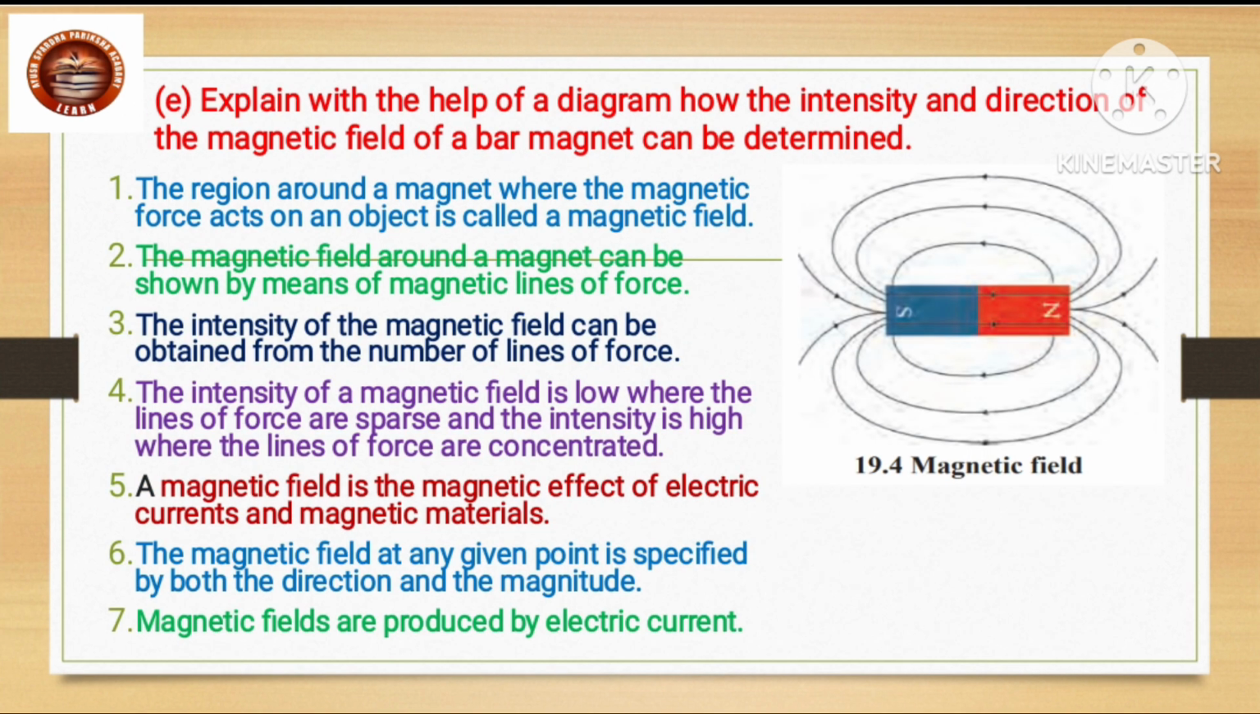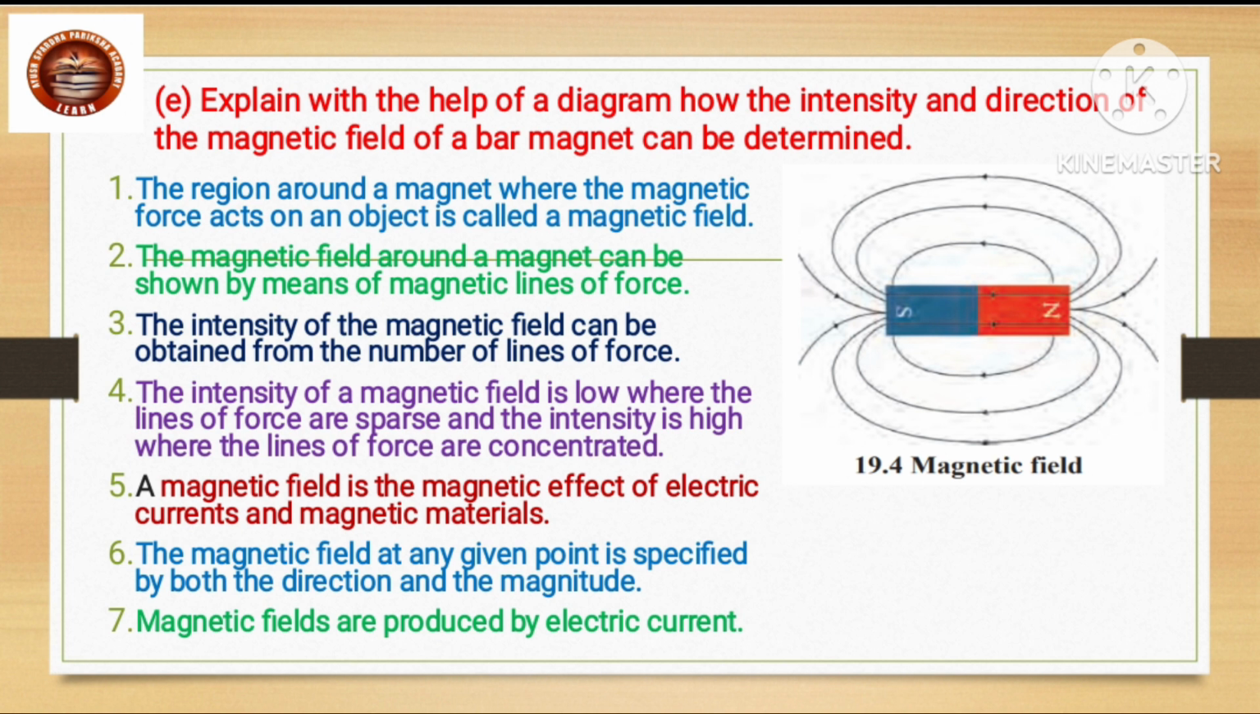Question E. Explain with the help of a diagram how the intensity and direction of the magnetic field of a bar magnet can be determined. As shown in the figure, we conclude that the region around a magnet where the magnetic force acts on an object is called a magnetic field. The magnetic field around a magnet can be shown by means of magnetic lines of force. The intensity of the magnetic field can be obtained from the number of lines of force.